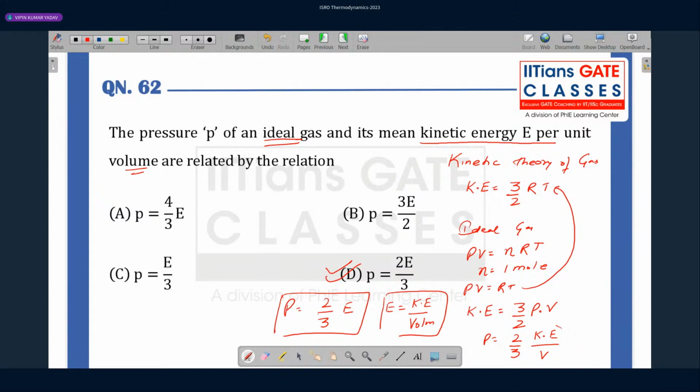Is it clear? Chalo. I hope it is clear. Let us move on to the next question.